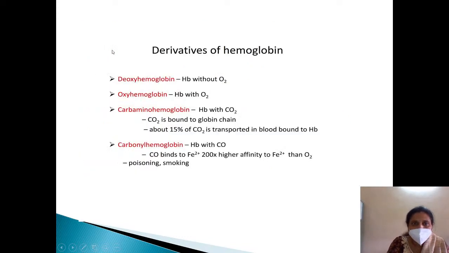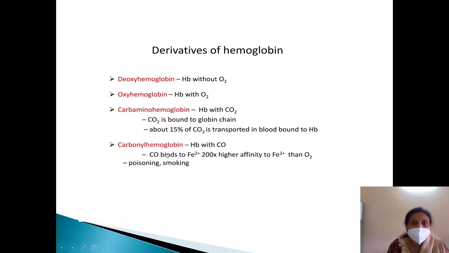Hemoglobin without oxygen is called deoxyhemoglobin. Hemoglobin with oxygen is called oxyhemoglobin. Try to differentiate. Hemoglobin without oxygen is deoxyhemoglobin. Hemoglobin with oxygen is oxyhemoglobin, and hemoglobin with carbon dioxide is carbaminohemoglobin. So carbon dioxide is bound to the globin chain, and about 15% of the carbon dioxide is transported in the blood in the form of carbaminohemoglobin. Carbaminohemoglobin is nothing but hemoglobin with carbon dioxide.